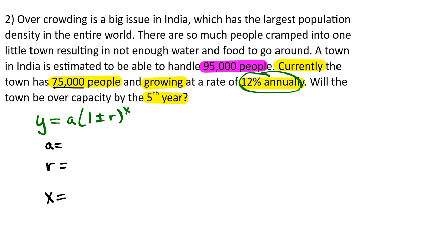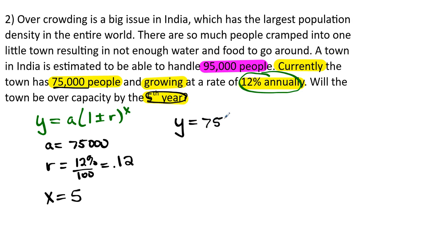Go ahead and find your a, your r, and of course your x. A, starting value, 75,000. R, the percentage as a decimal, so let's divide it by 100, which gives us 0.12. And then x, our time in years, which we're looking at after 5 years. Go ahead and plug this all in. 1, and then, is it adding or subtracting this time again? Well, we are growing, which means we're going to add that r value as a decimal, which is 0.12, and raise this to the 5th year.